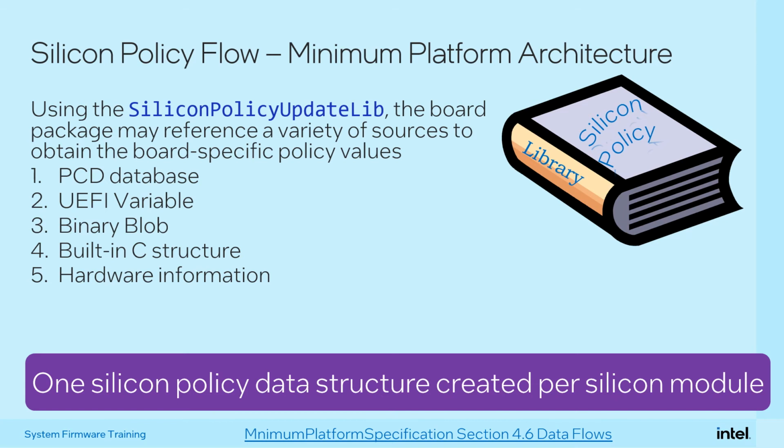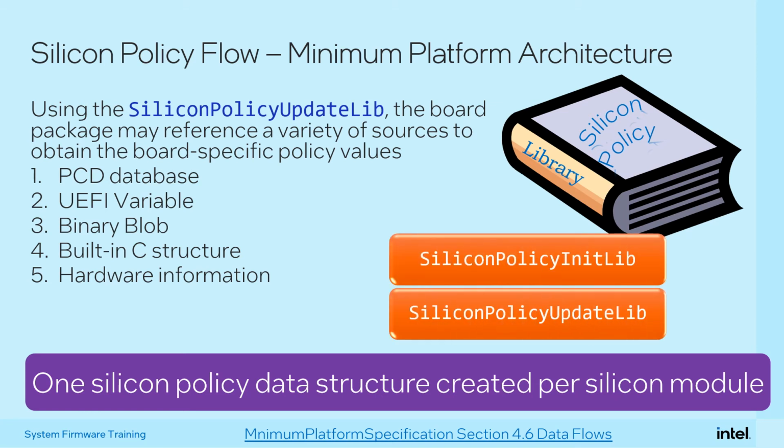Therefore, a board module must only update non-default platform-specific values instead of all fields for the data structure to update. This silicon code may expose the following libraries. One example is an API to initialize all policy data to the default value, based upon the current silicon. This is the silicon policy init lib. Another example is an API to tell silicon code that all policy data have been updated, and they are ready to consume. This is the silicon policy update lib.